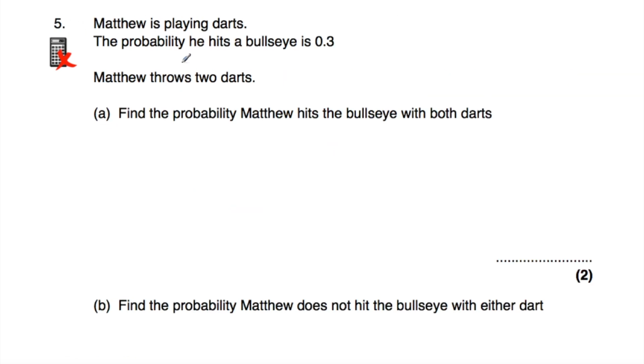Okay, so question number 5 says Matthew's playing darts and the probability that he hits a bullseye is 0.3. And Matthew throws 2 darts. And part A says find the probability that Matthew will hit the bullseye with both darts. So we want to find the probability of a hit and a hit. So the probability of him hitting the bullseye with his first dart is 0.3, and the probability that he hits it with his second dart is 0.3. And if we do 0.3 times 0.3, that'll be our answer. So 0.3 times 0.3 would be 0.09.